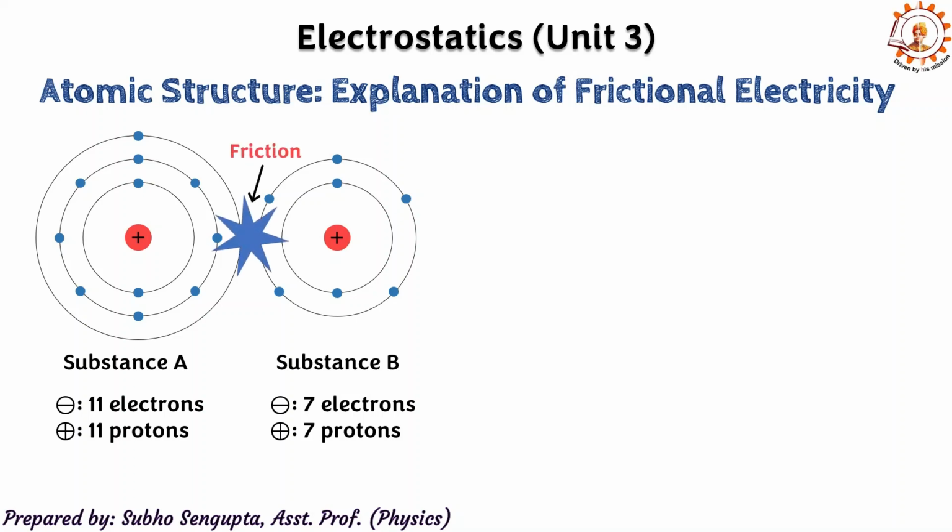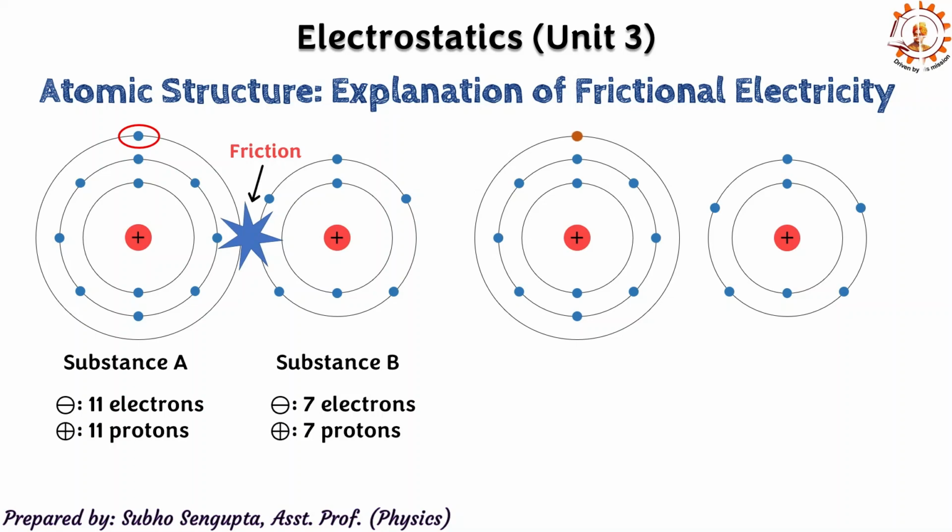However, when we rub two substances together, the friction can cause electrons to be transferred from one object to another. We must remember that the protons are fixed in place in the nucleus, and so they cannot be transferred between atoms. It is only electrons that are able to be transferred to another substance. Some objects give up electrons more easily than other objects. In our present example, it is the substance A which gives up one electron easily. This electron is transferred to the substance B.